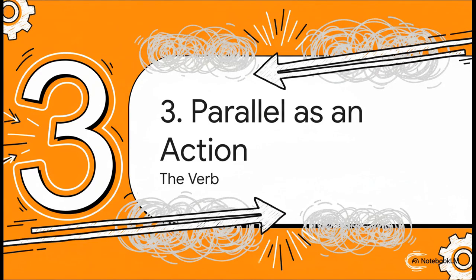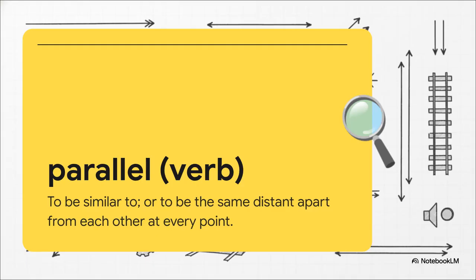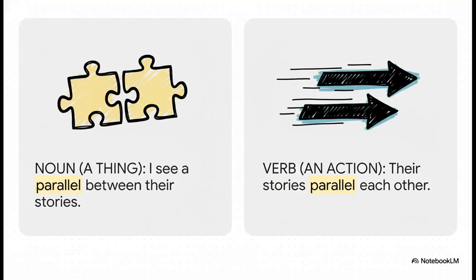All right, so if it can be a description and a thing, can it also be an action? Oh, you bet. And that brings us to its third and final form, the verb. So, as a verb, parallel just takes the core ideas we've already looked at and puts them into motion. Instead of just seeing a similarity, we can now say that one thing parallels another. Now, this slide really shows you the difference. On the left, parallel is a noun. It's a thing you can see or identify. But on the right, the stories are actively doing the paralleling. It's a subtle shift, yeah, but it's a really powerful one that gives you a lot more flexibility in how you express an idea.